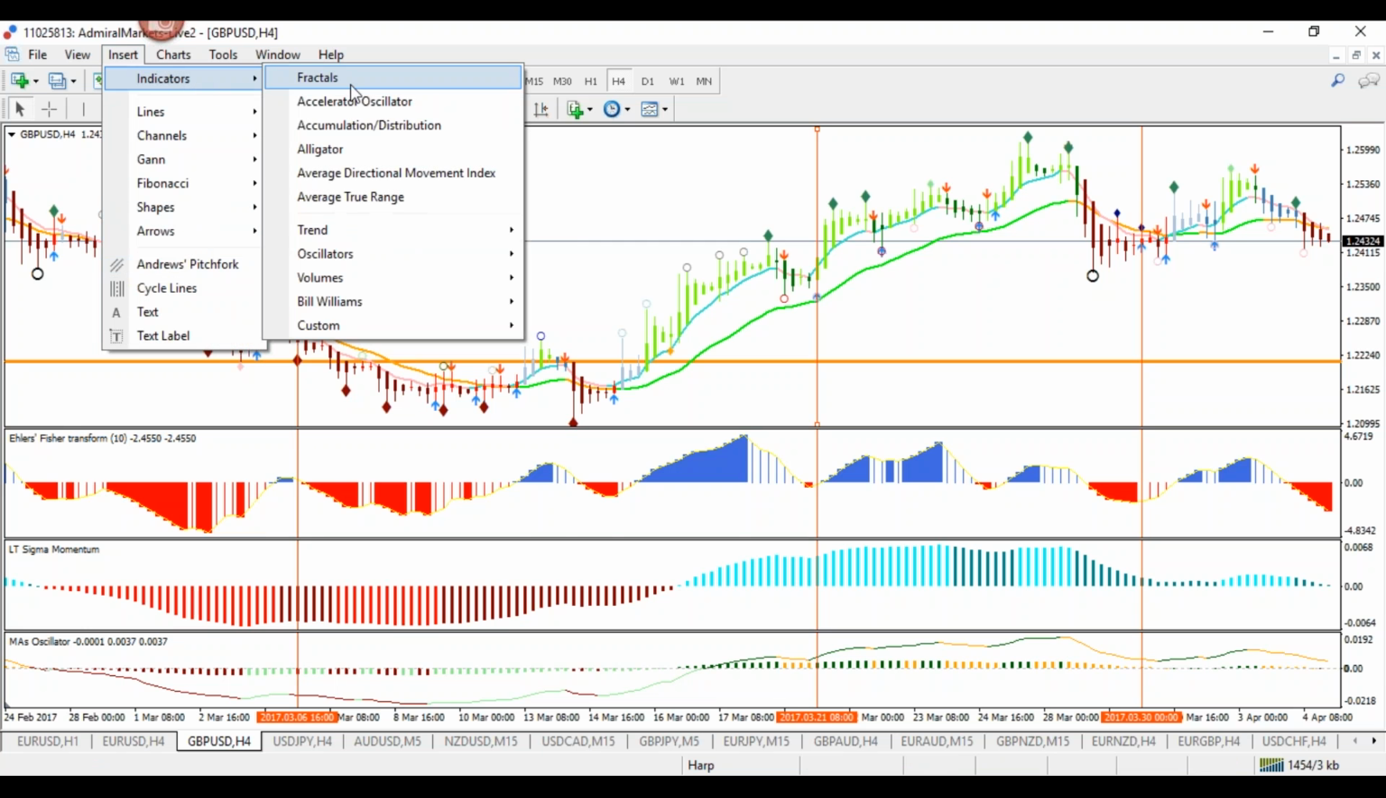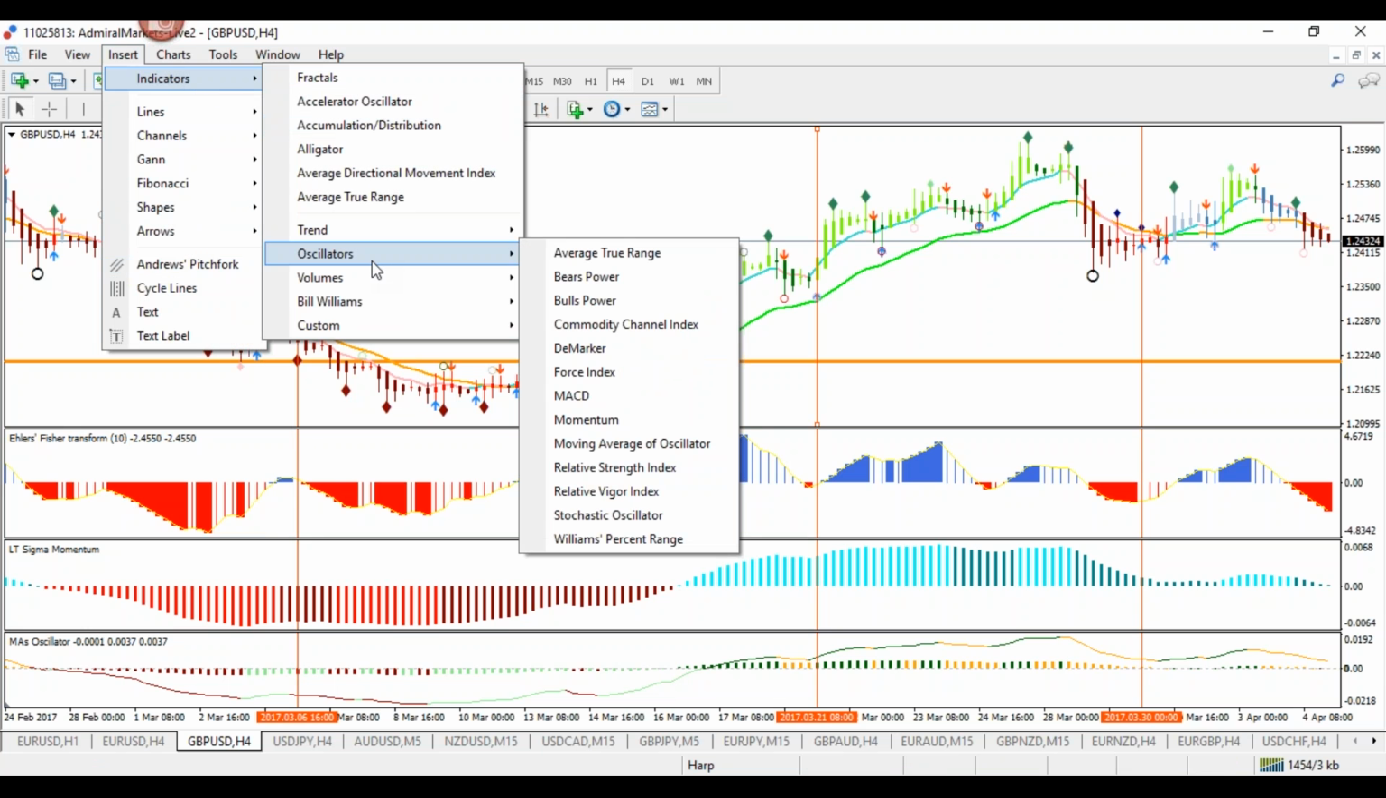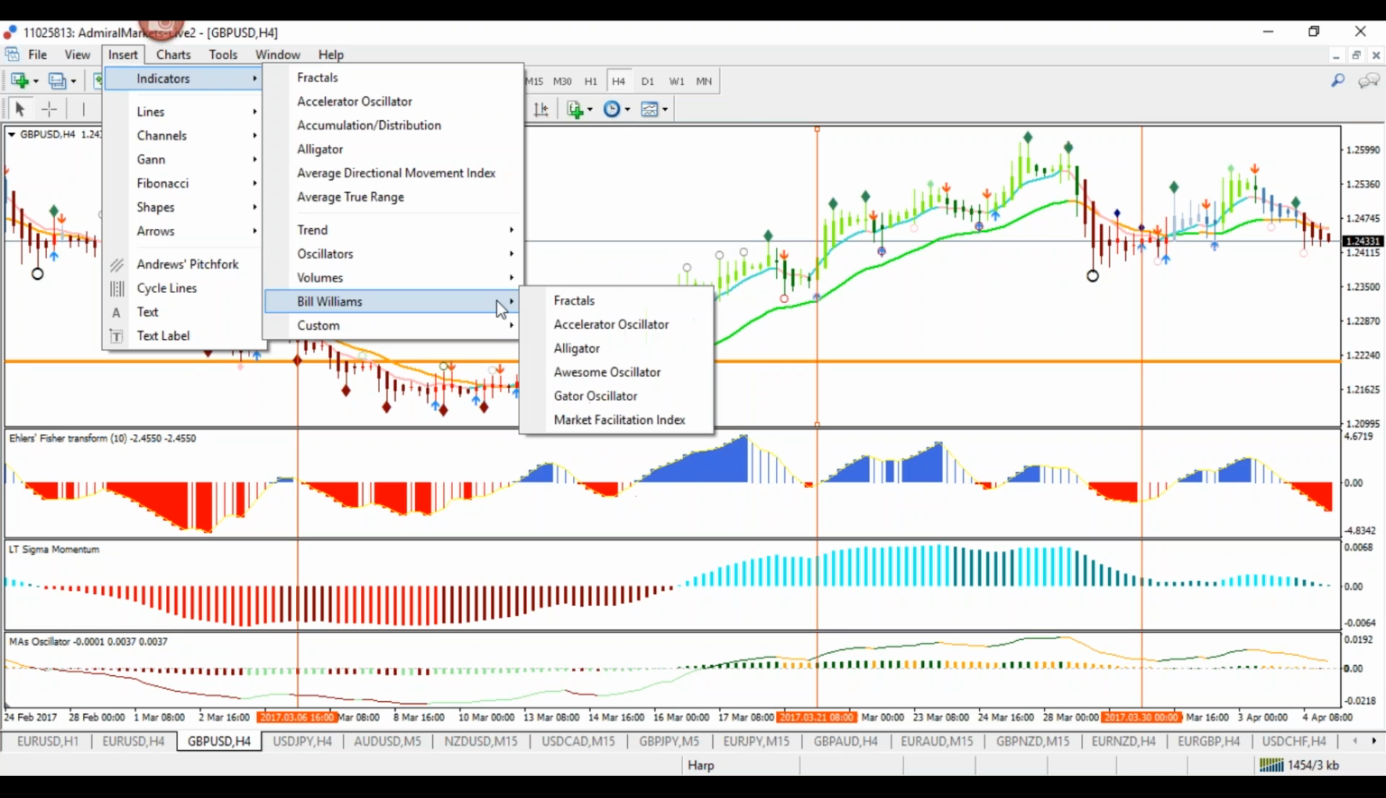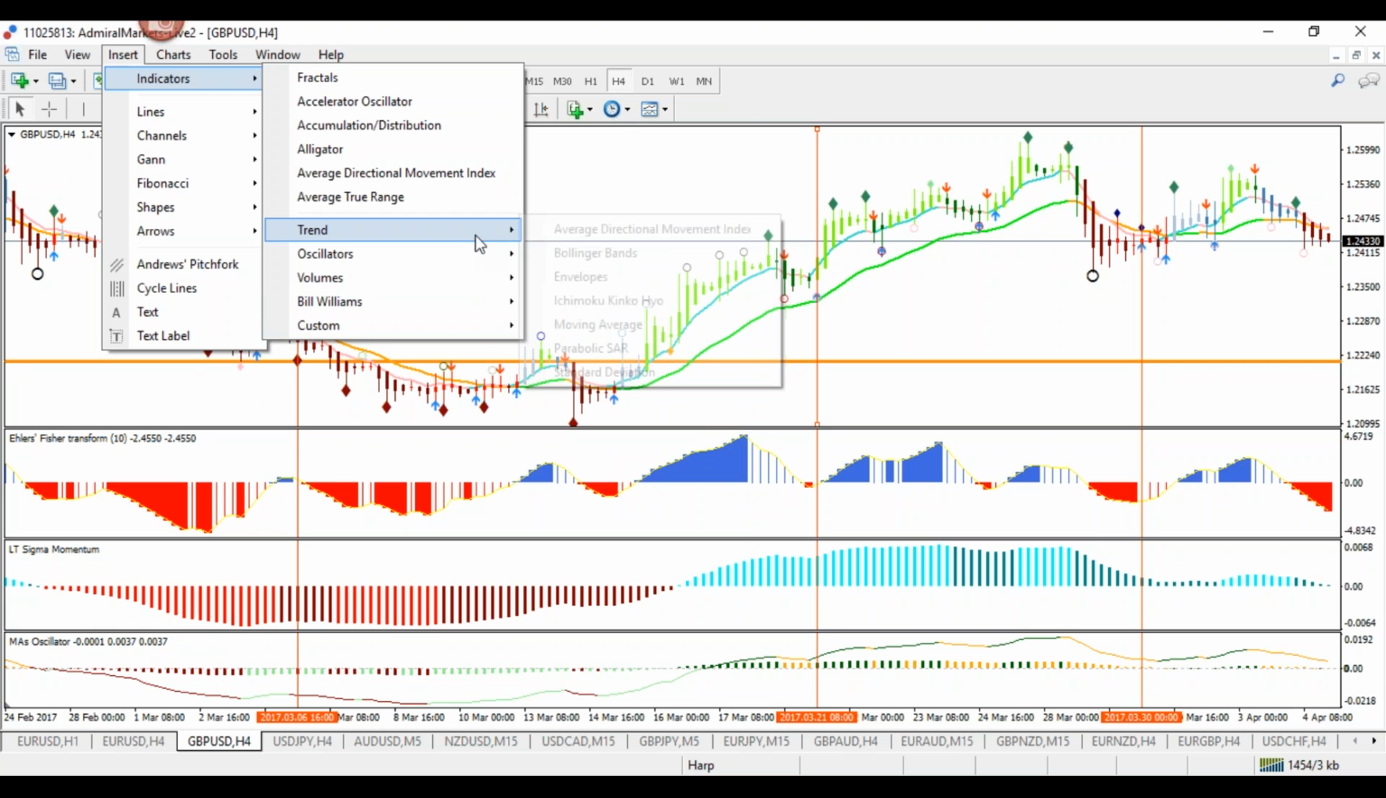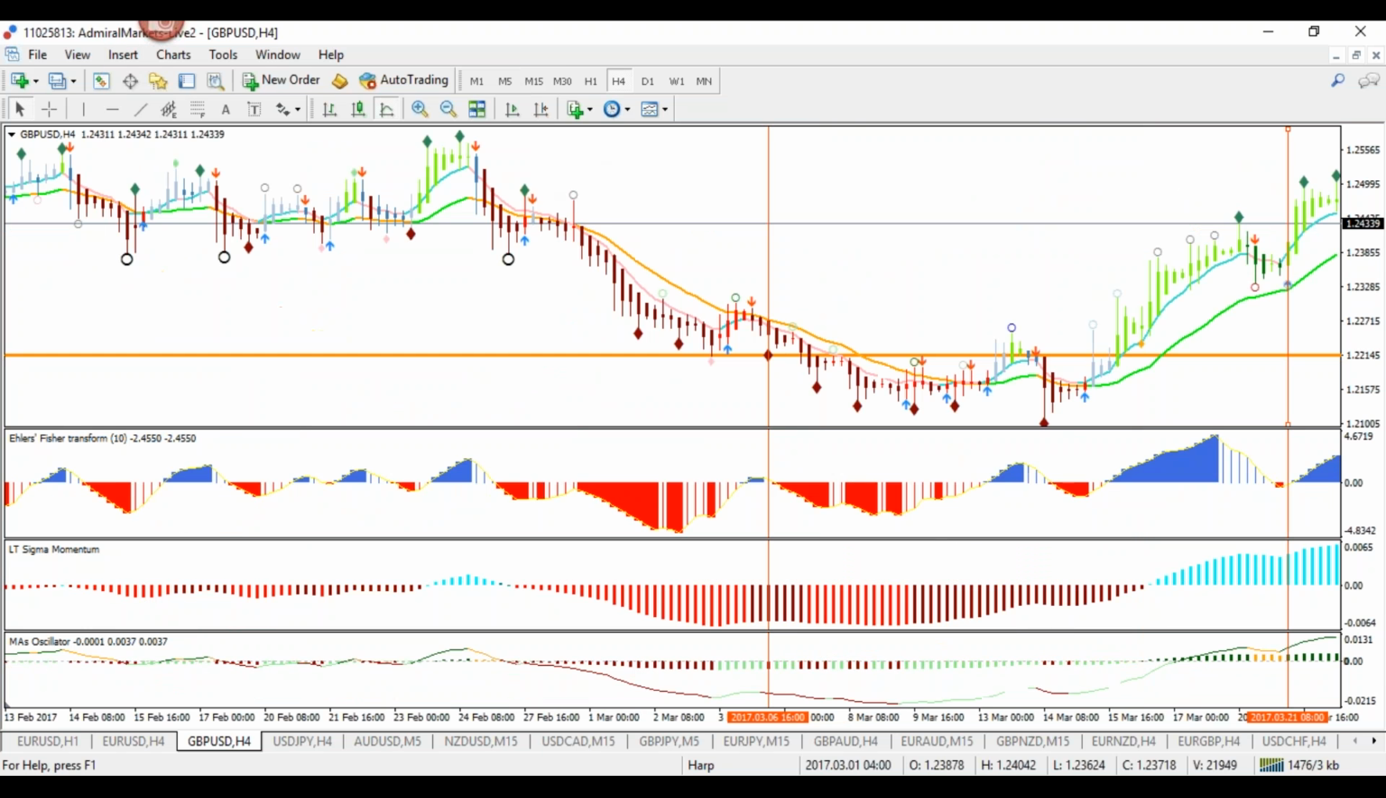CCI, Commodity Channel Index, is a very popular one. MACD is a very popular one. RSI, Relative Strength Index, is a very popular one. Williams has more of those as well. But these are my favorite ones. I think it matches my psychology. I just think it's easy to read.